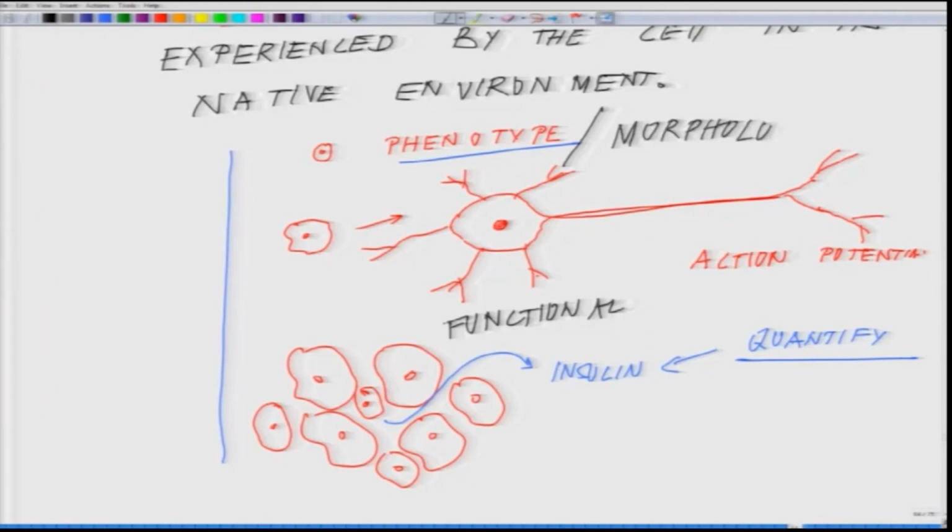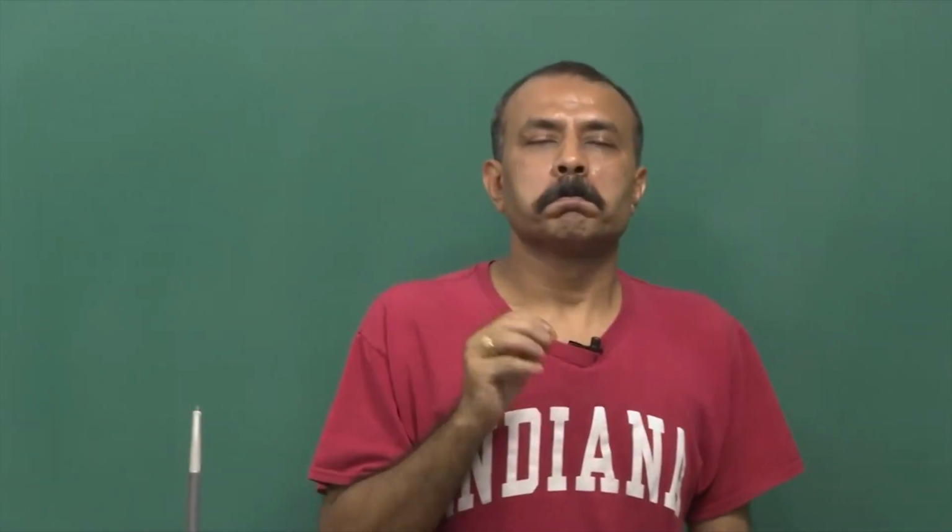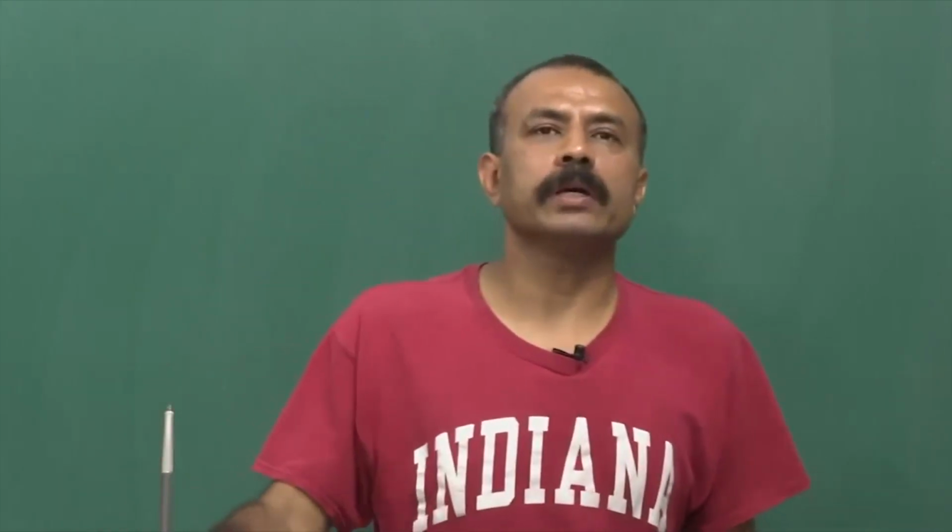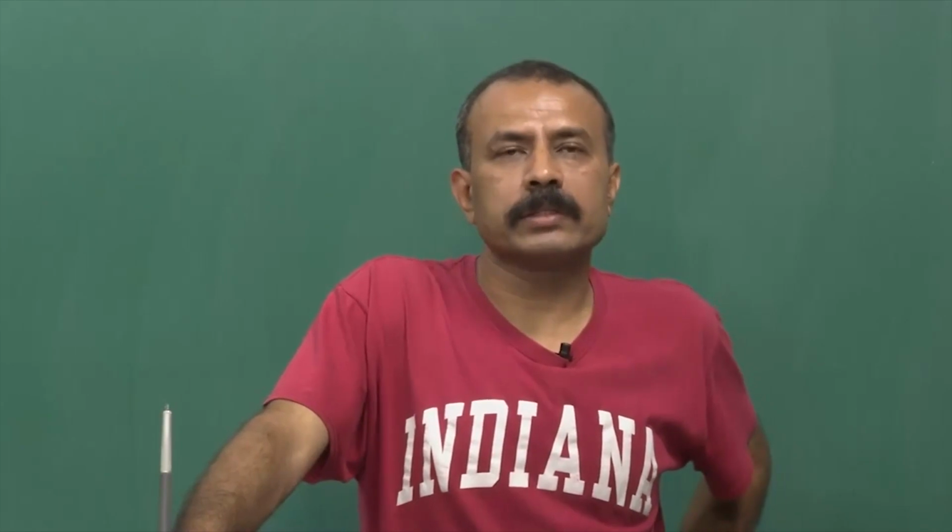Morphology plus function. Could these two parameters be retained in the cell culture dish? Unless this is retained, the purpose will not be achieved, of having a model which is close enough.